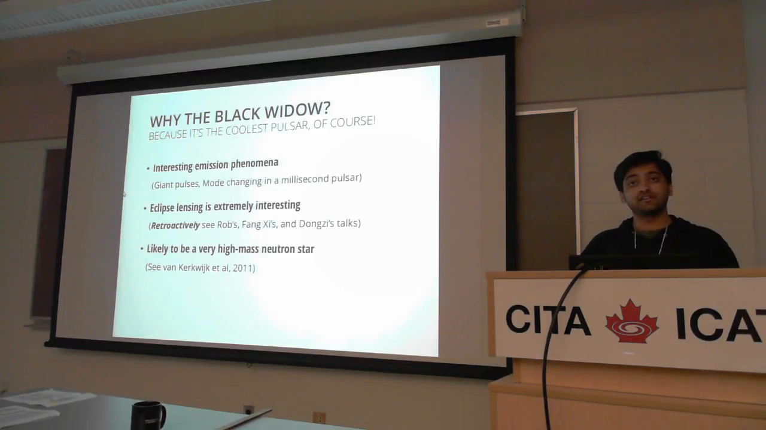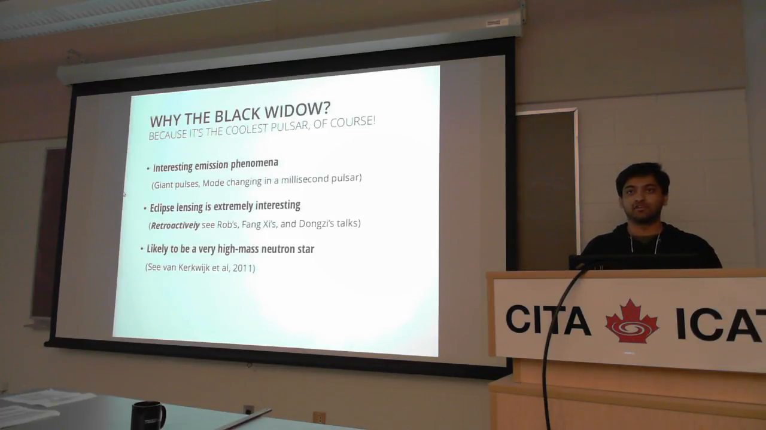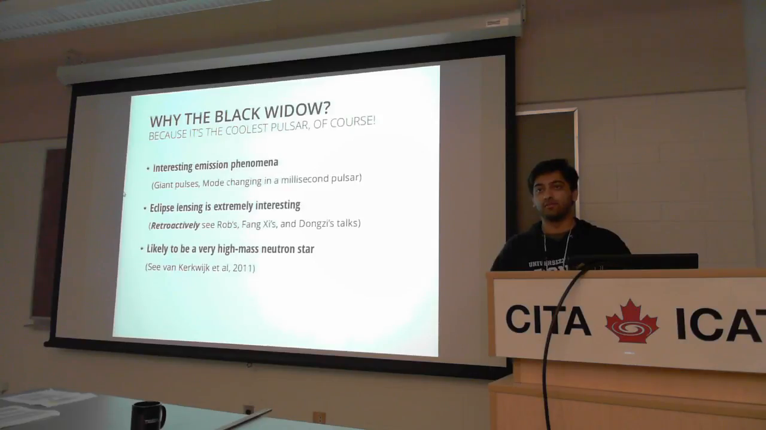Second, the eclipse lensing is extremely interesting. As you hopefully remember from the last three talks, like Rob specifically, where he mentioned that we can resolve the pulsar magnetosphere with the lensing. So being able to look at the eclipse lensing in absence of interstellar scattering would be a bit more helpful than right now, where we have to sort of just deal with the fact that the pulsar scintillates.